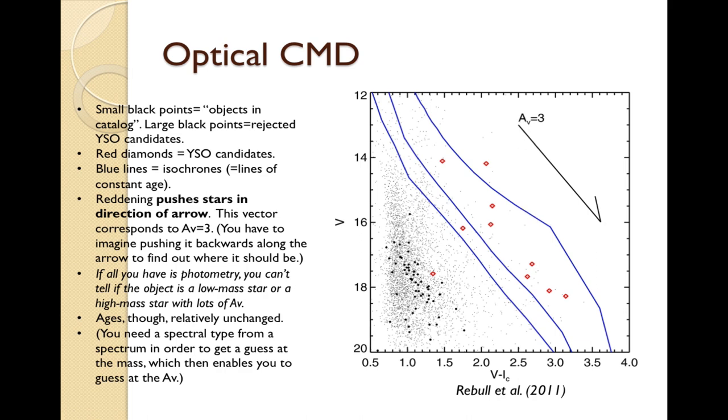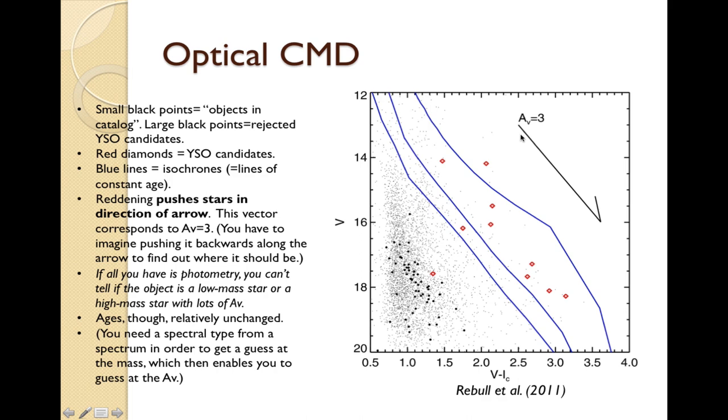Again, if all you have is photometry, you can't tell if it's a high-mass star that's been reddened or a low-mass star. Ages, though, because that vector is kind of parallel to the isochrones, you might have a better sense of the age of these stars than you do the mass. It's more complicated than that, but yeah. You need a spectral type in order to correct for this.